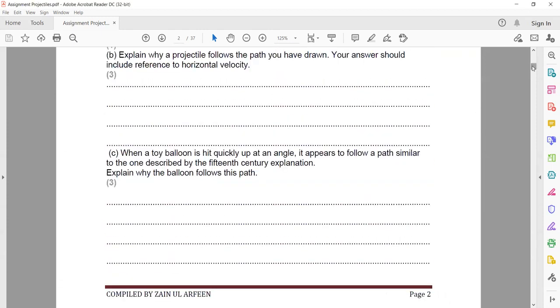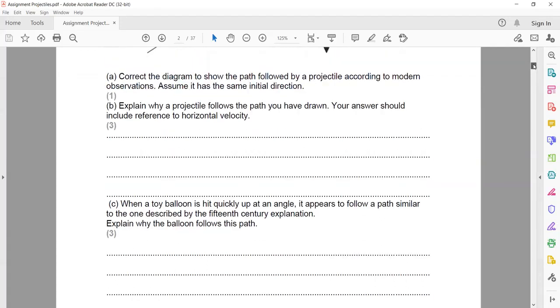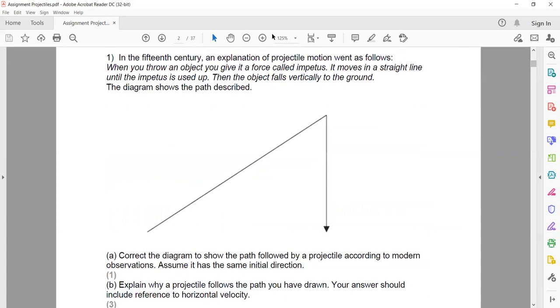In the next part, when a toy balloon is quickly hit up at an angle, like if you have a balloon and you hit it at an angle, it appears to follow a similar path. If we hit this balloon, what trajectory or path does it follow? The balloon follows a similar path to that described in the 15th century: first it will move and then, after reaching a maximum height, it will return back.